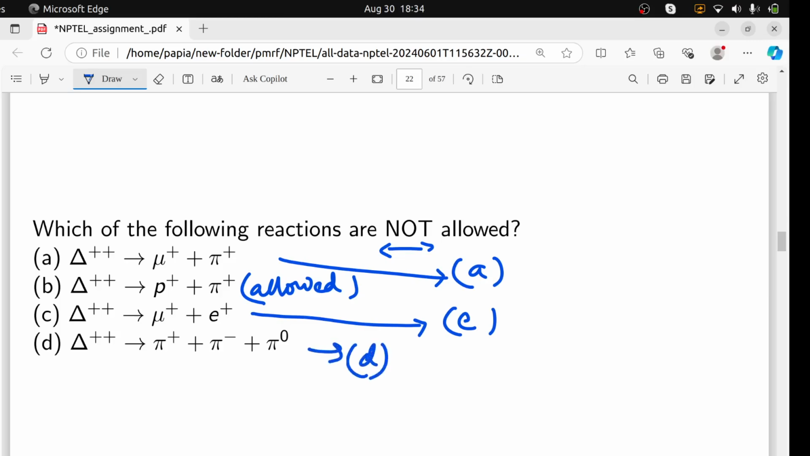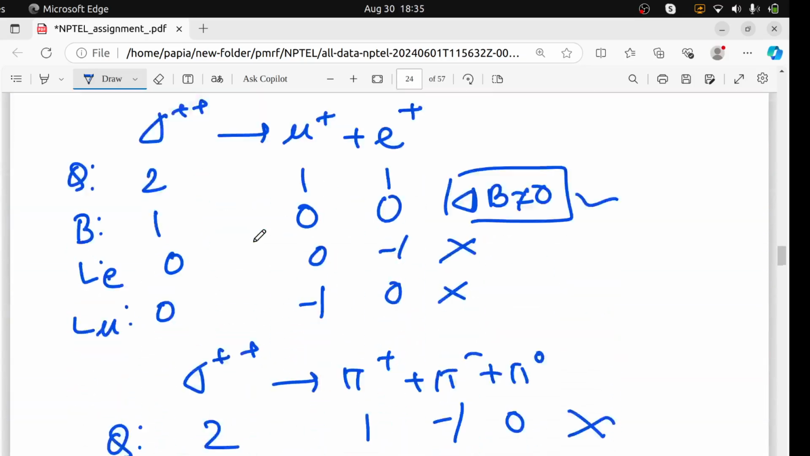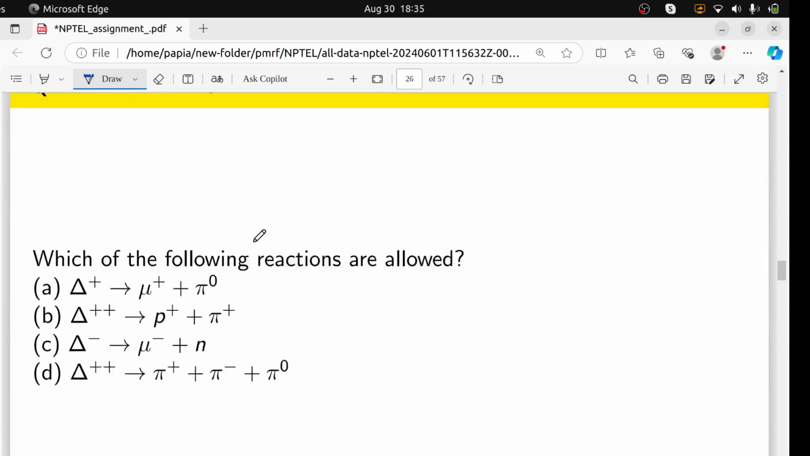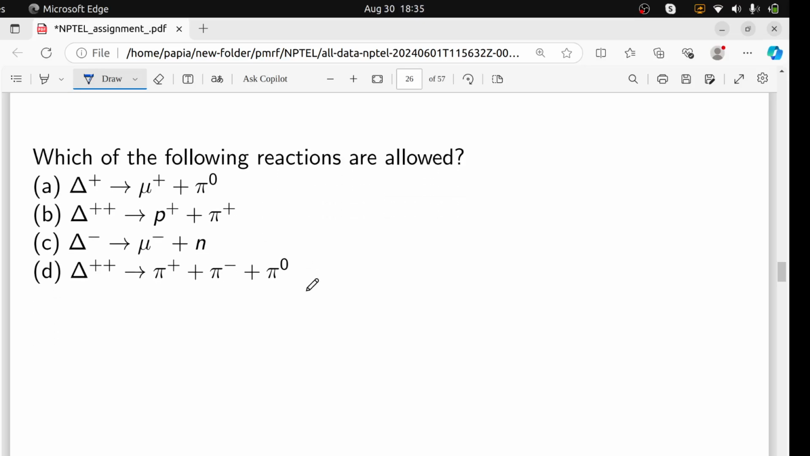So which of the following reactions are not allowed? Not allowed means C and D. Okay. So yeah, this is question number 5. Now coming to question number 6. Which of the following reactions are allowed? Similar question. So maybe we can go quickly for that.